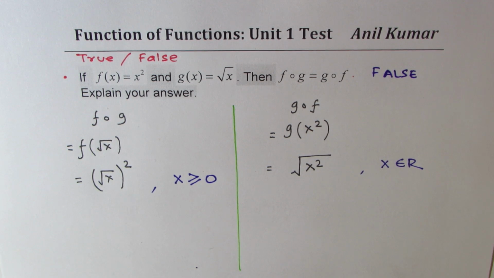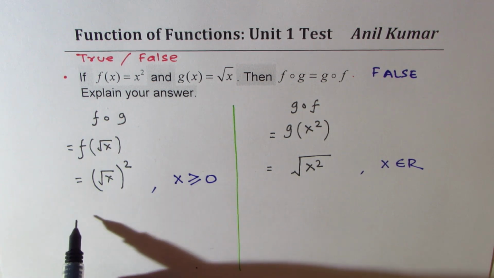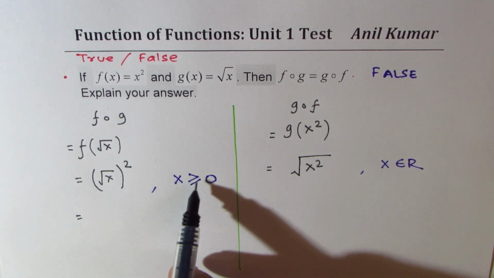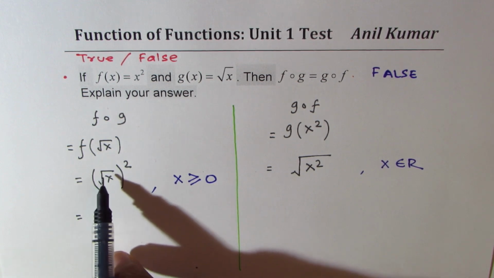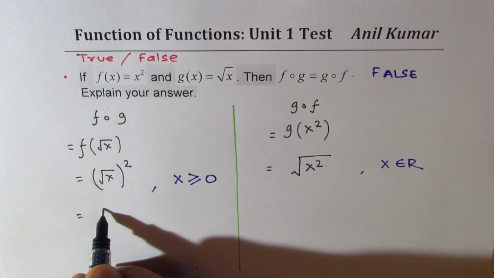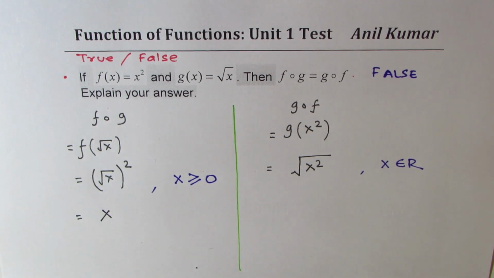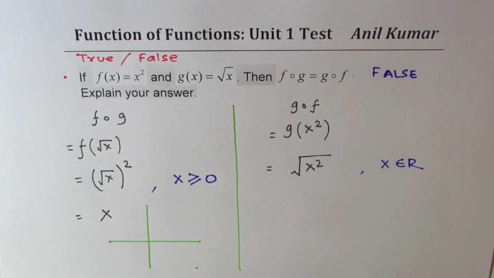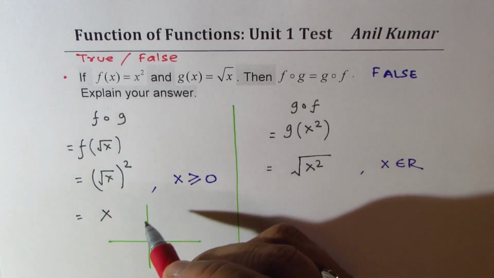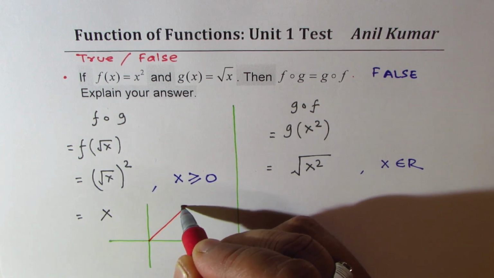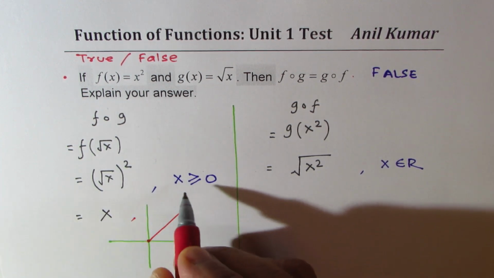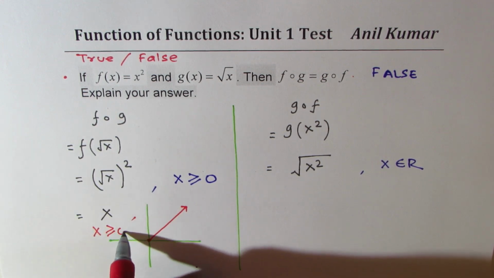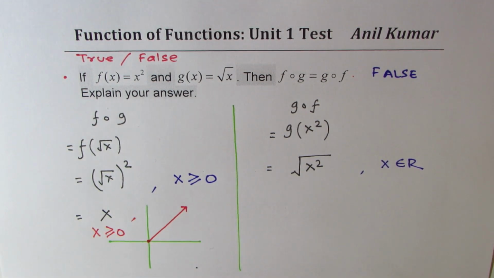Now let's go further and find out what these values are really equal to, right? Now in this particular case, x is greater than or equal to 0, so square root of x squared is actually equal to x, right? So if you sketch it on a graph, what you get here is a straight line, but from 0 onwards, where x is greater than or equal to 0. Do you understand? This is what f of g is.